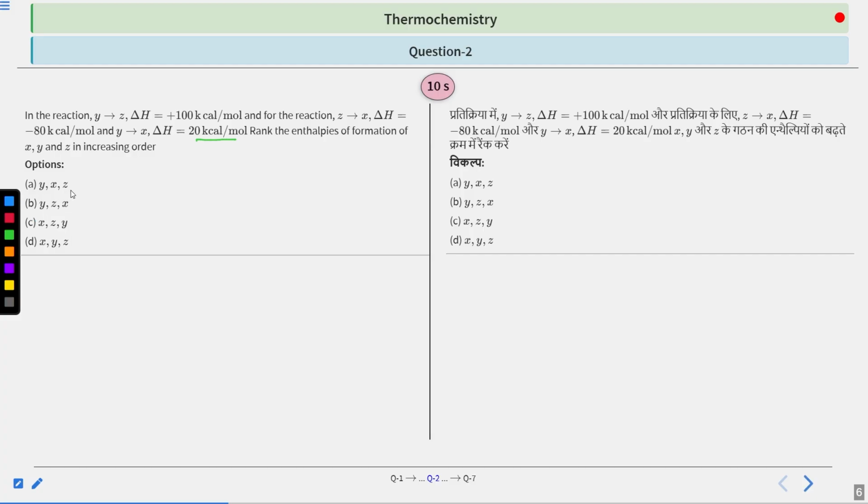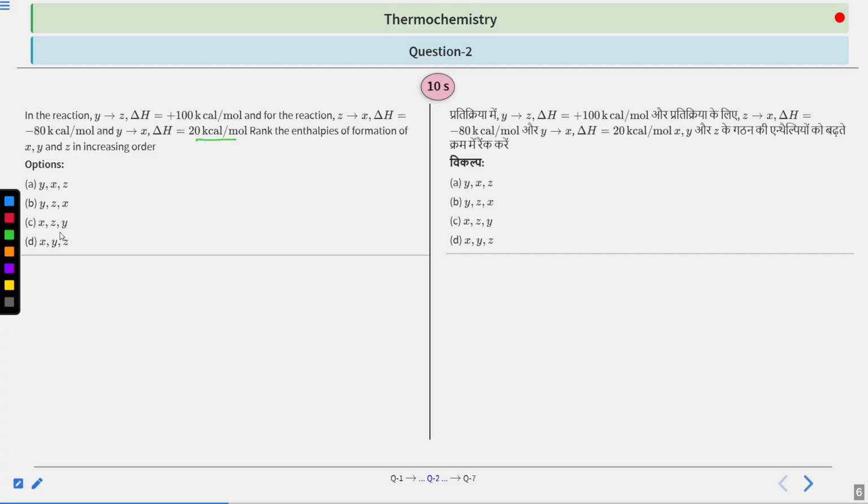So all of these are in increasing order. Then we have B, Y, Z, X. Then we have C, X, Z, Y, and D, X, Y, Z. How will we solve it? The hint for this question is that your enthalpy change is a what?